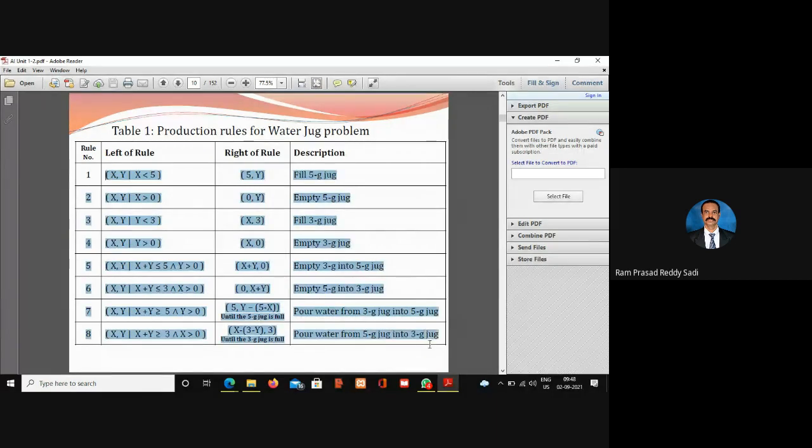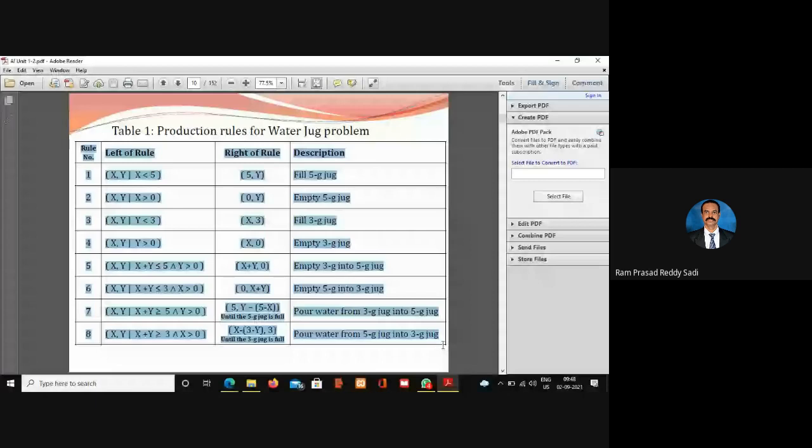See, these definitions of rules are important. These we call production rules. This description is only for our understanding purpose. So when you are asked to write down the production rules for a given problem, this is how you have to frame them. And these 8 production rules are defined for our water jug problem, that is a 5-liter water jug and another 3-liter water jug.